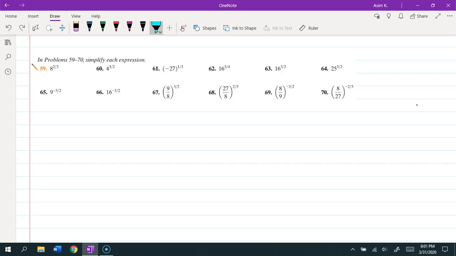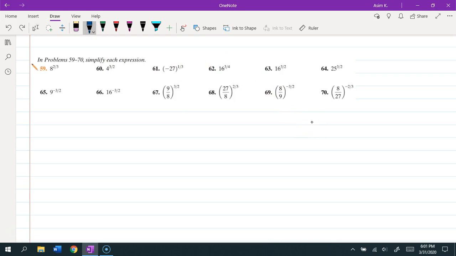So it's the same numbers as usual. However, we're noticing that the exponent there is a really weird looking one, right? It says 3 over 2, it says 1 over 3, it says 3 over 4. So what's the deal with that, right?